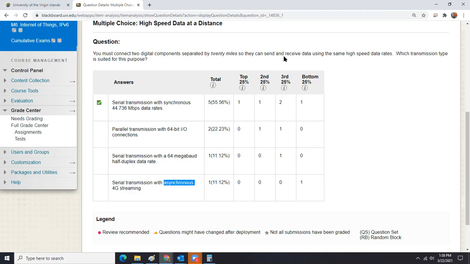And asynchronous means they're not the same data rate, they're different data rates for send and receive. So this is wrong on a couple of points. It talks about 4G, which really doesn't have to do with standard data transmission. It has to do with cellular service. But the keyword, the real thing that tips the scale here is the word asynchronous. So this is the only one that matters right here. The fact that we talk about a specific speed is not a showstopper. This is the best answer. Any questions about this?